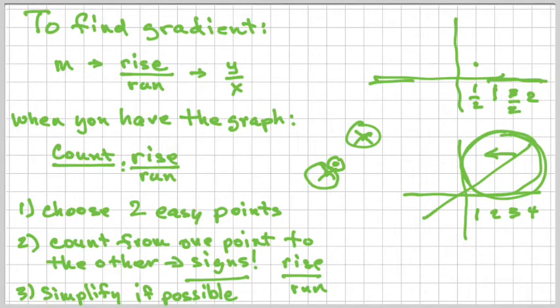Okay. So to find the gradient, it's rise over run. And when you have the graph, you're simply going to count rise over run. So the steps for doing that is simply to choose two easy points. Now, sometimes they'll choose those points for you, and that's what you're going to see first. And then you're just simply going to count from one point to another, making sure you watch for the signs. Again, up is positive, right is positive, down is negative, left is negative. And always remember it's rise over run, and then simplify your fraction if it will.